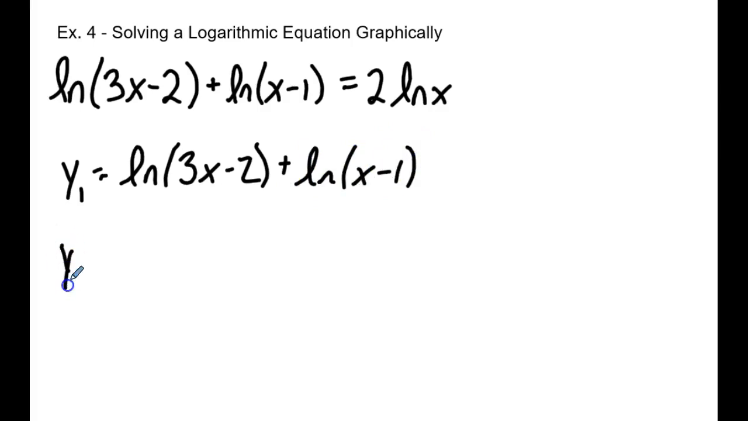And then for y sub 2, we would just type in 2 times the natural log of x. So again, you would graph both of these. You would go to second, calculate, option number 5, intersection, find out where these two graphs intersect, and you get an x value of 2.